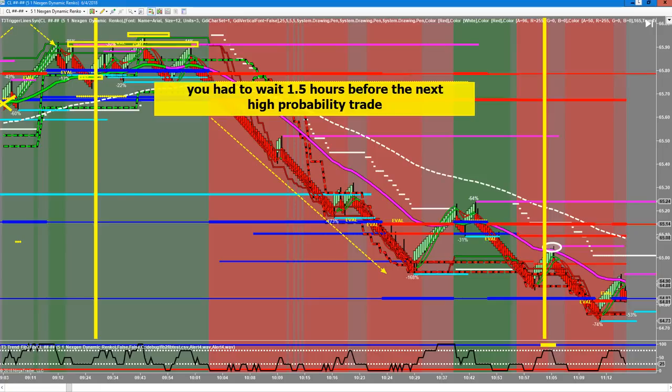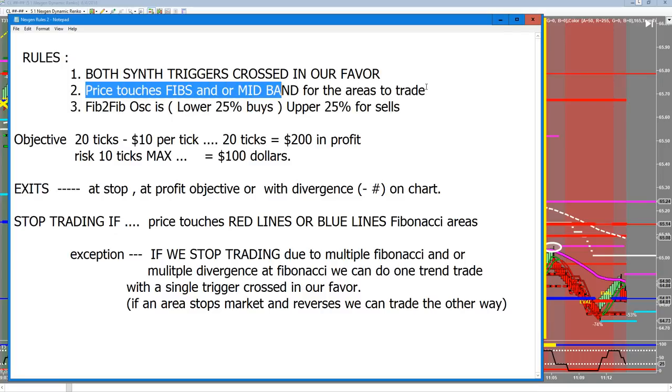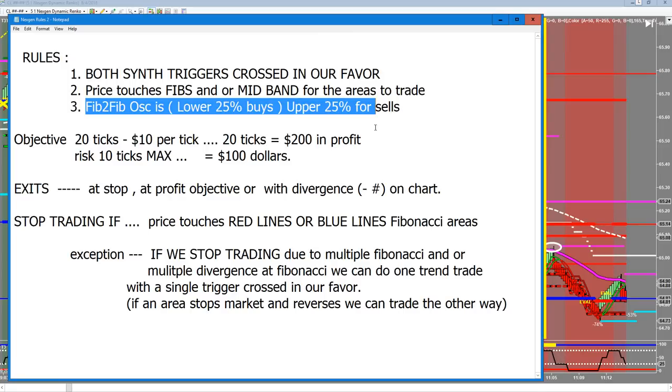And again, you can go back and study the rules, but we need both triggers to be correct. We need price touch and fibs and/or mid bands to be correct. We need the fib to fib oscillator to be correct. And we can't have fibs or all these divergences in our way.